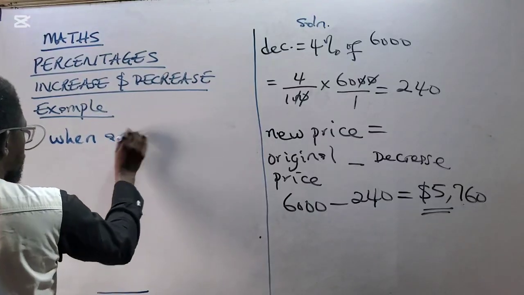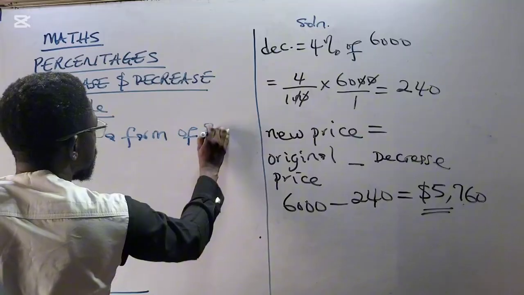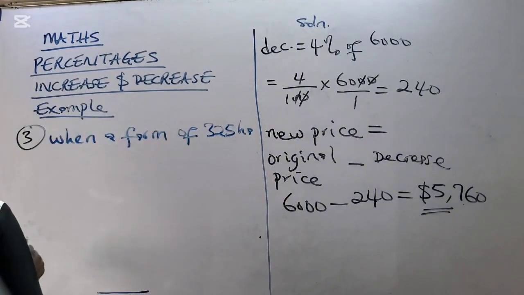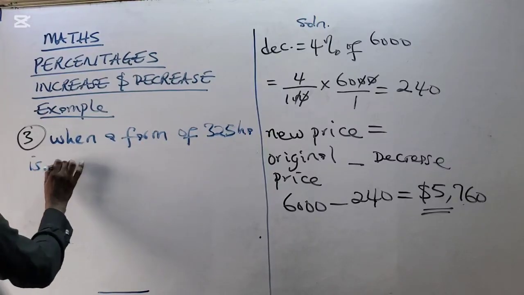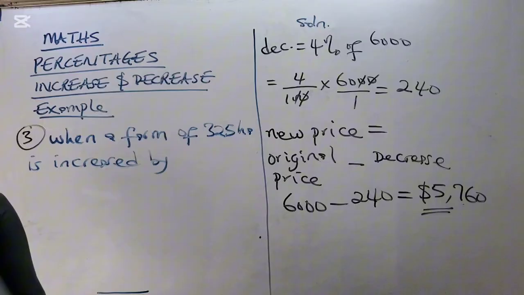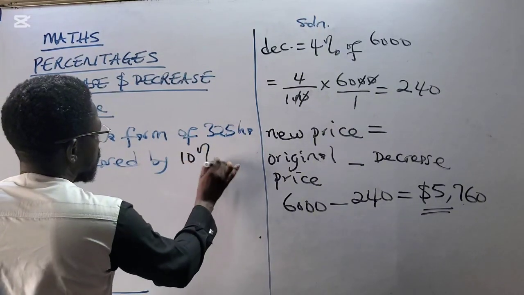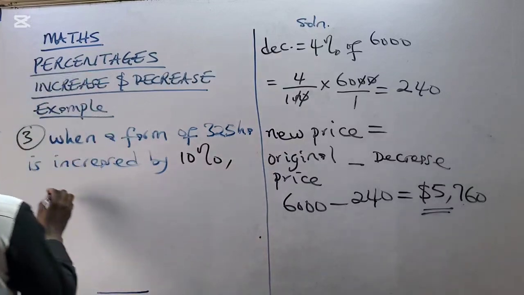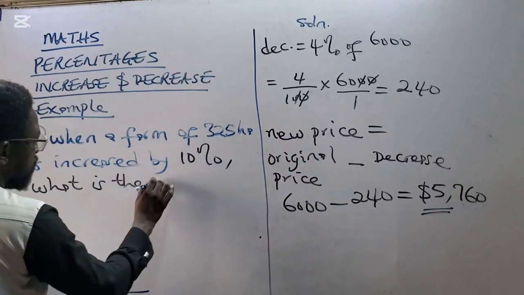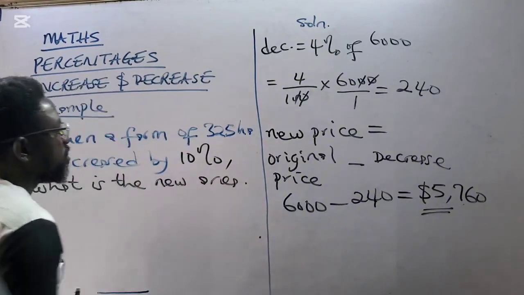When a farm of 325 hectares is increased by 10%, what is the new area?